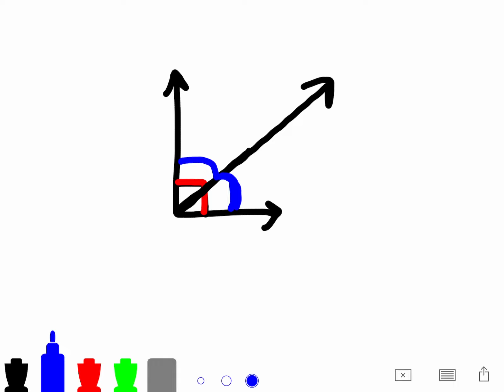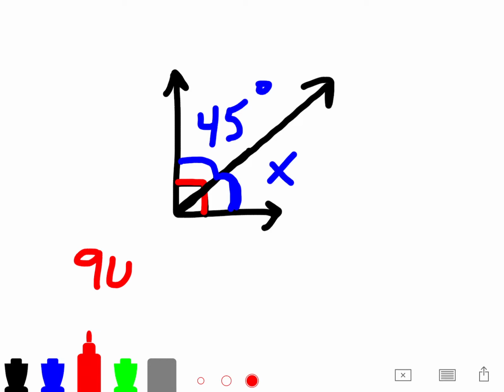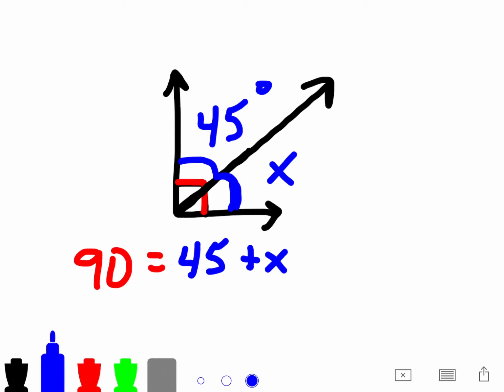See those little arc marks? They're back. Let's say that this side is 45 degrees, and this is x. And they say, well, find x. Well, that's easy. We can do that because we're going to add the parts to equal the whole. What's the whole? Well, the whole is the right angle. It's 90 degrees, right? And the parts are the 45 and the x. So we subtract 45 from both sides, and we end up with x equals 45.